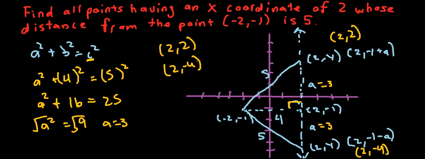and 2, -4. And if you want to double check, we can take this point right here and put it in the distance formula for both of these points. So if you take this point and then put it in the distance formula for this one and this one, it should be equal to 5. And that's how you check your work.